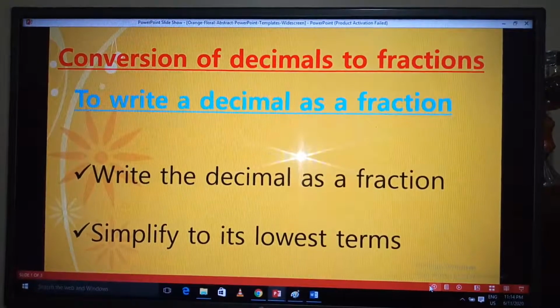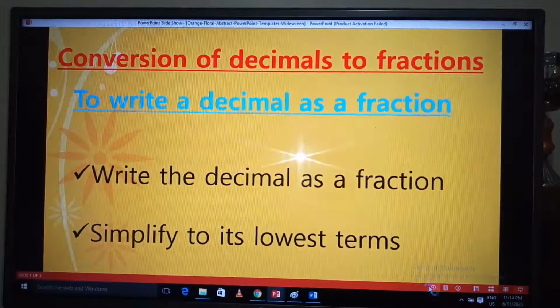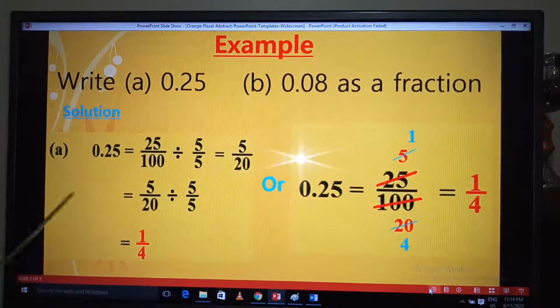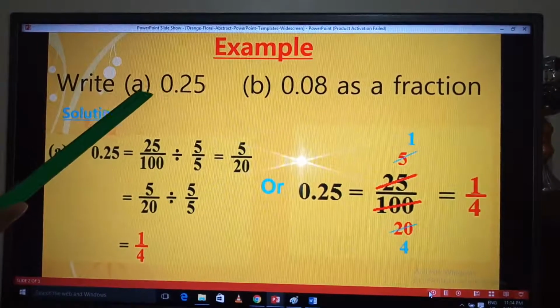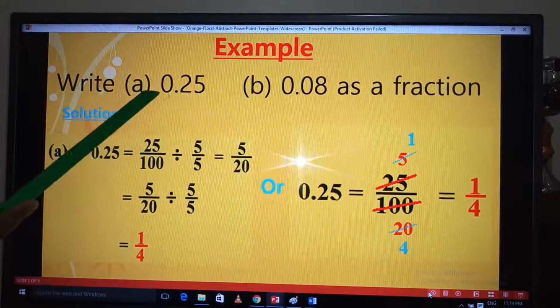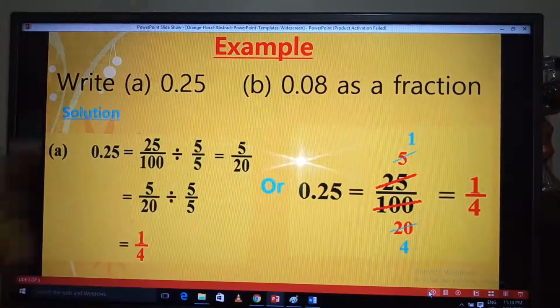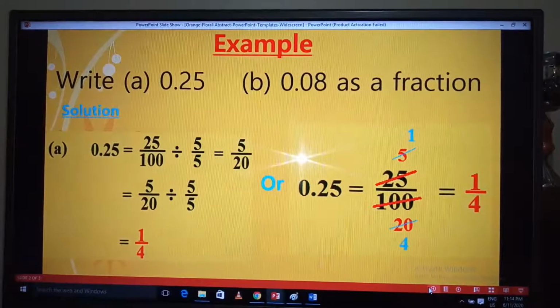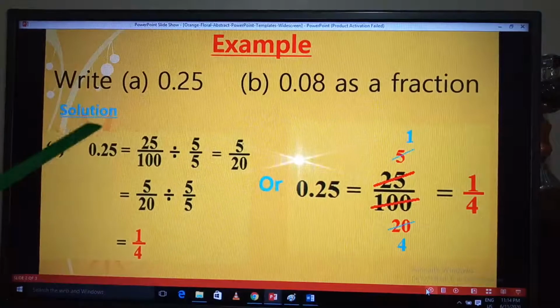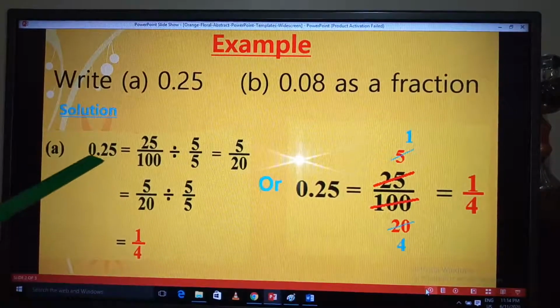So what are the steps that you should follow? I'll take you through some examples that I've prepared. I have two examples, example A and example B. So example A, this is the solution.